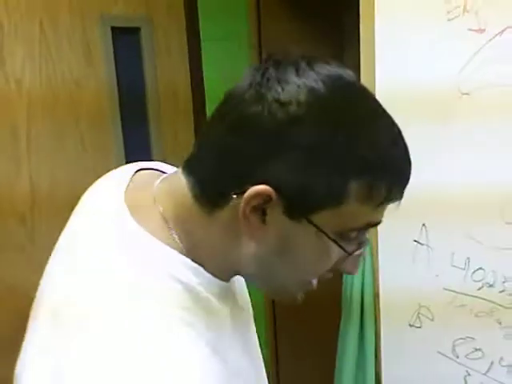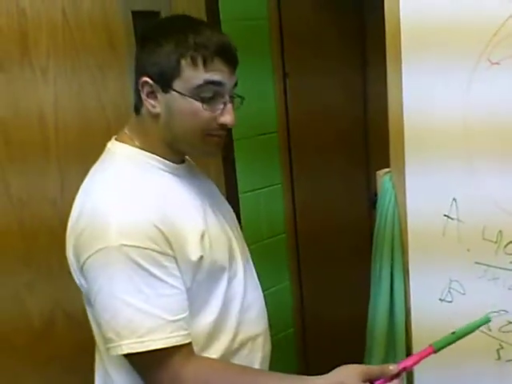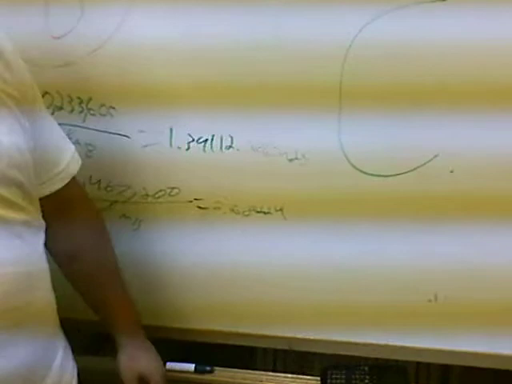80,467,200, divided by our time, or not our time, but our speed. Our speed didn't change from the first one, and you get 2.68224 seconds. So in a little under 3 seconds, I could be to the moon and back with a space rock in my hand, and I can throw it at someone on Earth.